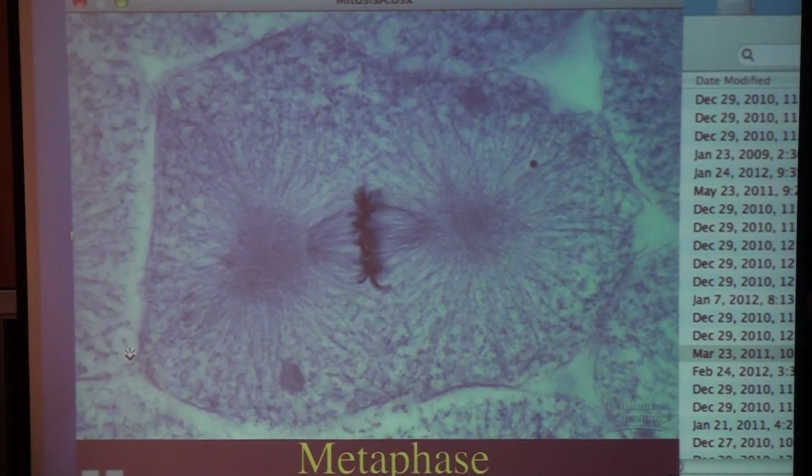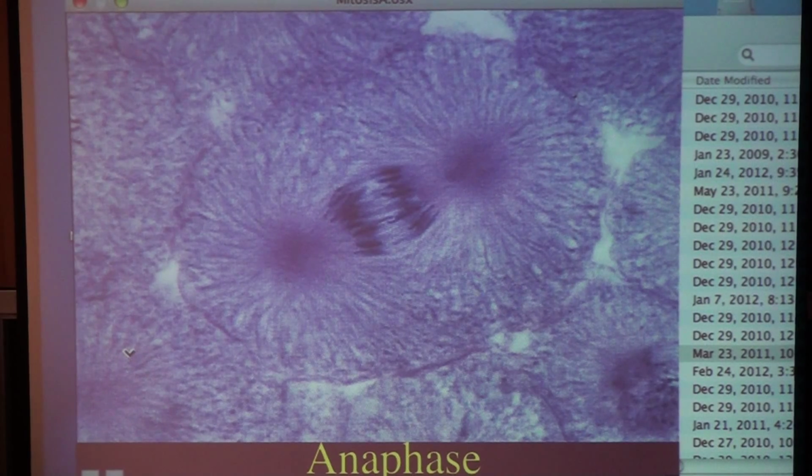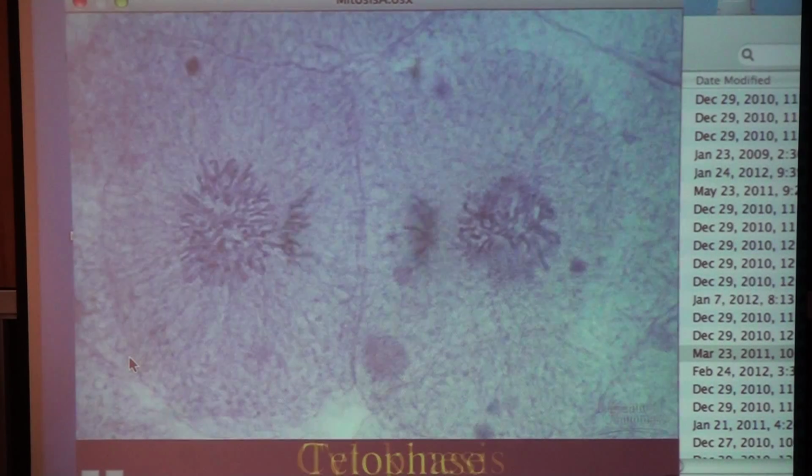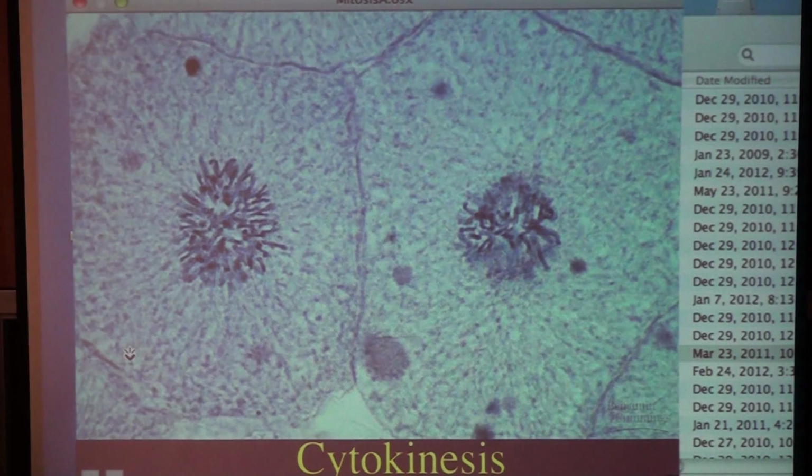And here's metaphase. The chromosomes are lined up nicely in the middle. You can see the centrosomes very clearly there. And then in anaphase, the duplicated chromosomes divide. One set of 46 unduplicated chromosomes going there, and one set of 46 unduplicated chromosomes going towards there. Telophase, they're separated even more. You can see the cleavage furrows starting to form. And cytokinesis, now you've got two daughter cells.